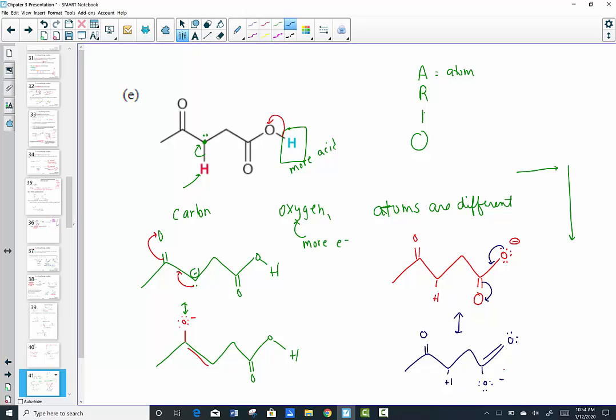So what would be the dominating factor? And it's the first letter in that whole story problem, which is A. The atom itself is going to create a stable conjugate base. Because both exhibit resonance, that really wasn't the factor here. It was the first letter. The first letter stands for atom. An atom of oxygen is more electronegative than the atom of carbon, and therefore the proton attached to the oxygen is the more acidic proton.